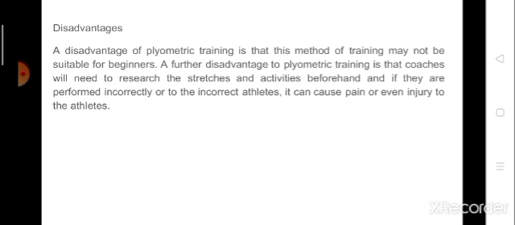Disadvantages. A disadvantage of plyometric training is that this method of training may not be suitable for beginners. A further disadvantage of plyometric training is that coaches will need to research the stretch and activity beforehand, and if they are performed incorrectly or by the incorrect athlete, it can cause pain or even injure the athlete.